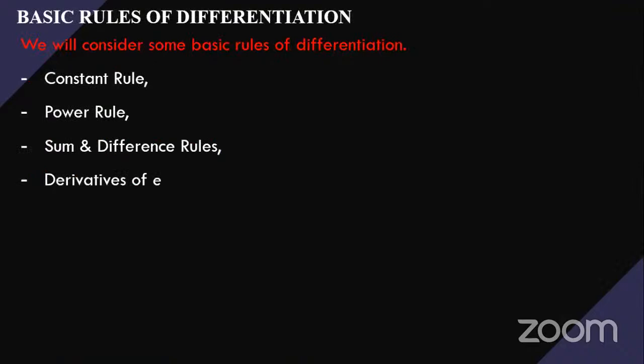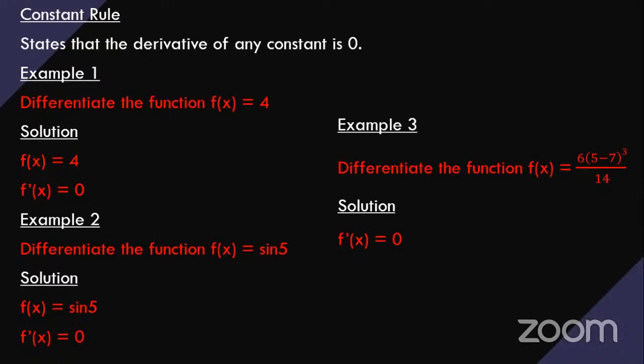Then what are the basic rules of differentiation? We'll consider some basic rules of differentiation. One of them is the constant rule. Another is the power rule, then the sum and difference rule, then the derivative of e. When we consider all this, we can put them together and sum up something about differentiation. So let's look at the constant rule. The constant rule states that the derivative of any constant is 0.